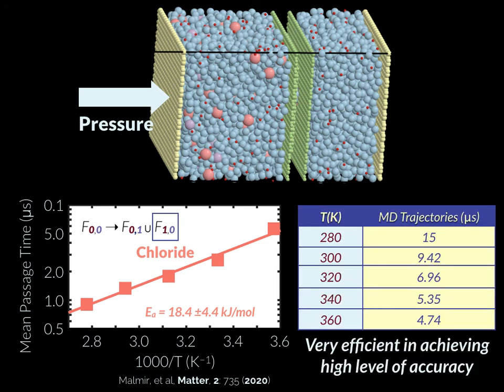Now, if you look at the computational cost of this calculation, I'm showing the total length of the trajectories conducted for each temperature, and you note that these are on the order of a few microseconds. To determine these microsecond-scale transition time scales is extremely efficient, because if you wanted to calculate these passage times using conventional MD with this level of statistical precision, you would have needed tens to hundreds of microseconds of MD trajectories, while here we are using only a fraction.